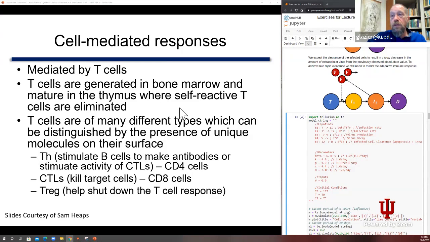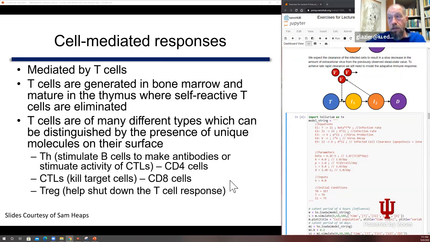We're also going to ignore some of the other T cell types. We're going to ignore helper T cells, which stimulate B cells and antibodies. If we wanted to model antibodies, then we might not be able to get away with that. We're going to ignore memory T cells, which are responsible for the long-term immunity, because we're dealing with an acute infection, not secondary infection when you get re-exposed later on.